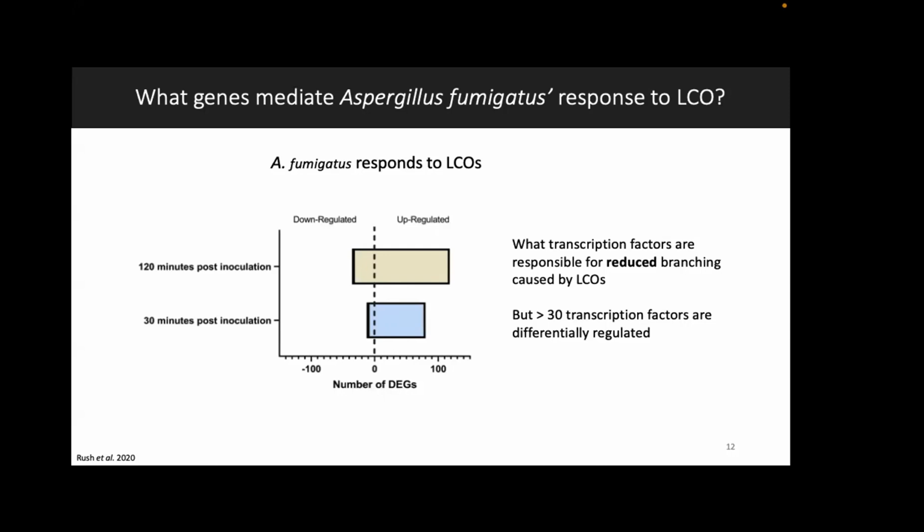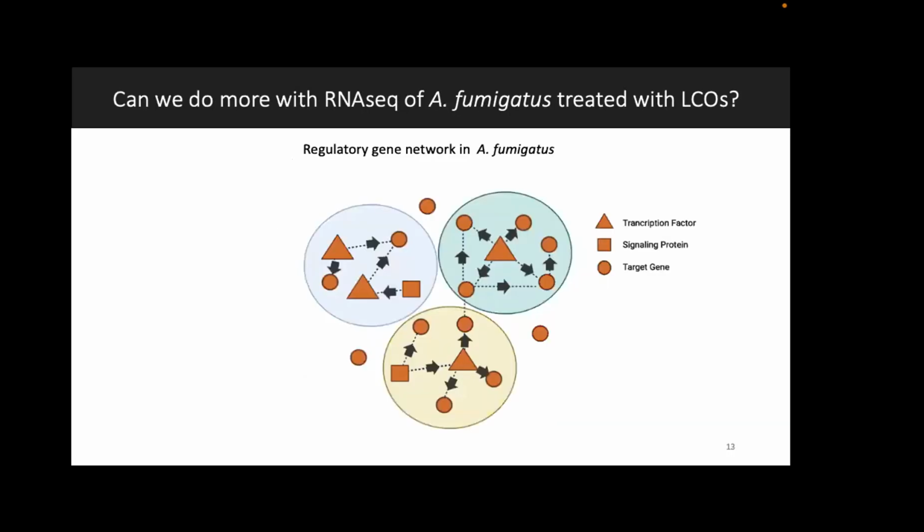genes are important for LCO response, all I have to do is look at the big regulators, so the transcription factors, knock them out and see which one stops responding to LCOs. That seemed like an easy idea in the beginning, but then I realized that there's more than 30 transcription factors, and that might have been a very inefficient way to go about it. So what I was thinking then is, maybe I could take a systems approach.